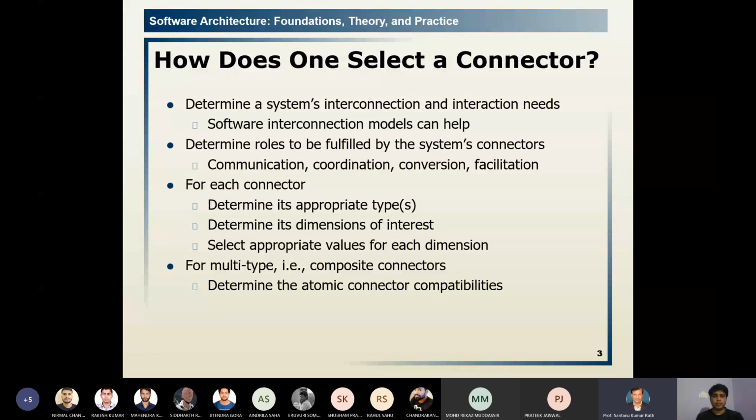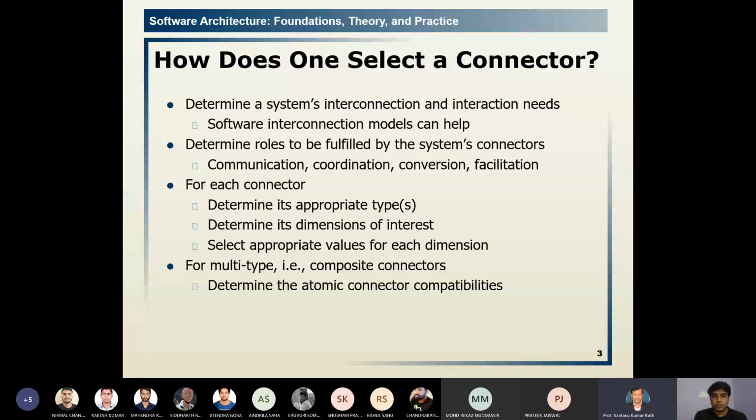In each type, from the 8 types, we have the dimensions and their subdimensions, and among the subdimensions you have to choose the appropriate value for each dimension. Then for multi-type, if any composite connectors are needed in the atomic connector complete, we need some composite connectors or multiple connections. Then we have to determine the compatibility of an individual connector of any single type.